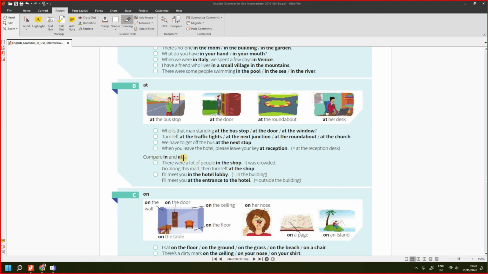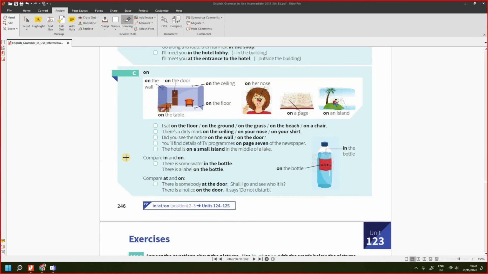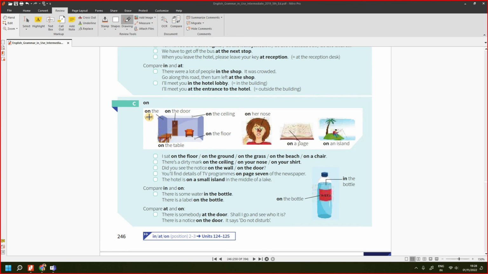Now see, in and at can be used in different ways. For that you have to understand by reading this example. And here also you see wall, very important. Wall means on the wall, so you don't say in the wall. It's not inside the wall, it is on the wall. On the door, because if you want to put a sticker on the door, then you have to say on the door. On the ceiling, because on refers to surface. So whenever we are talking about surface, you have to use the preposition on.